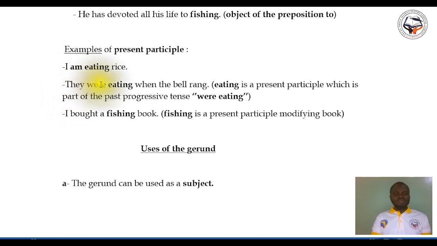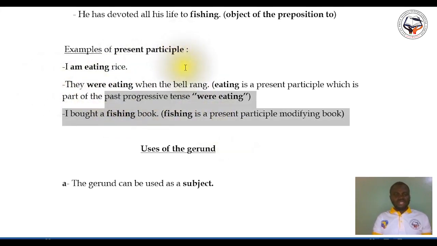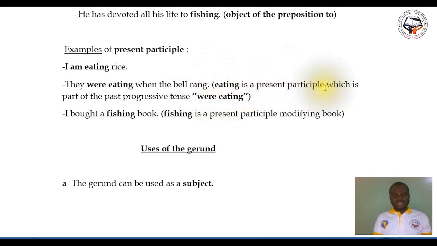Second example, they were eating when the bell rang. Let me put the auxiliary to be in the simple past into that. They were eating when the bell rang. Eating here is a present participle, which is part of the past progressive tense, were eating.